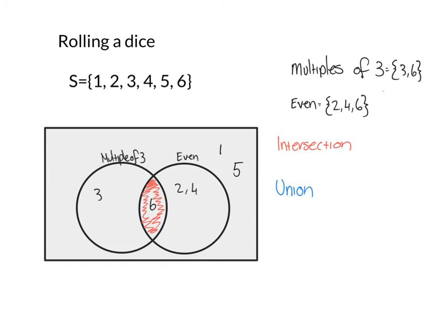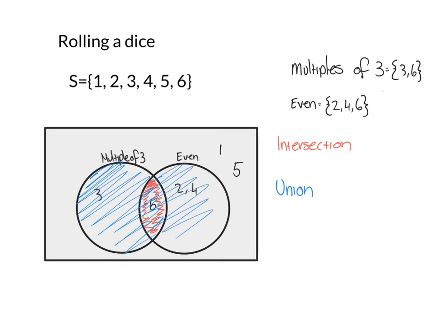The other word we're going to have a look at is the word union. So this just means a section of this Venn diagram where one event or another can occur. So this is actually both circles here.